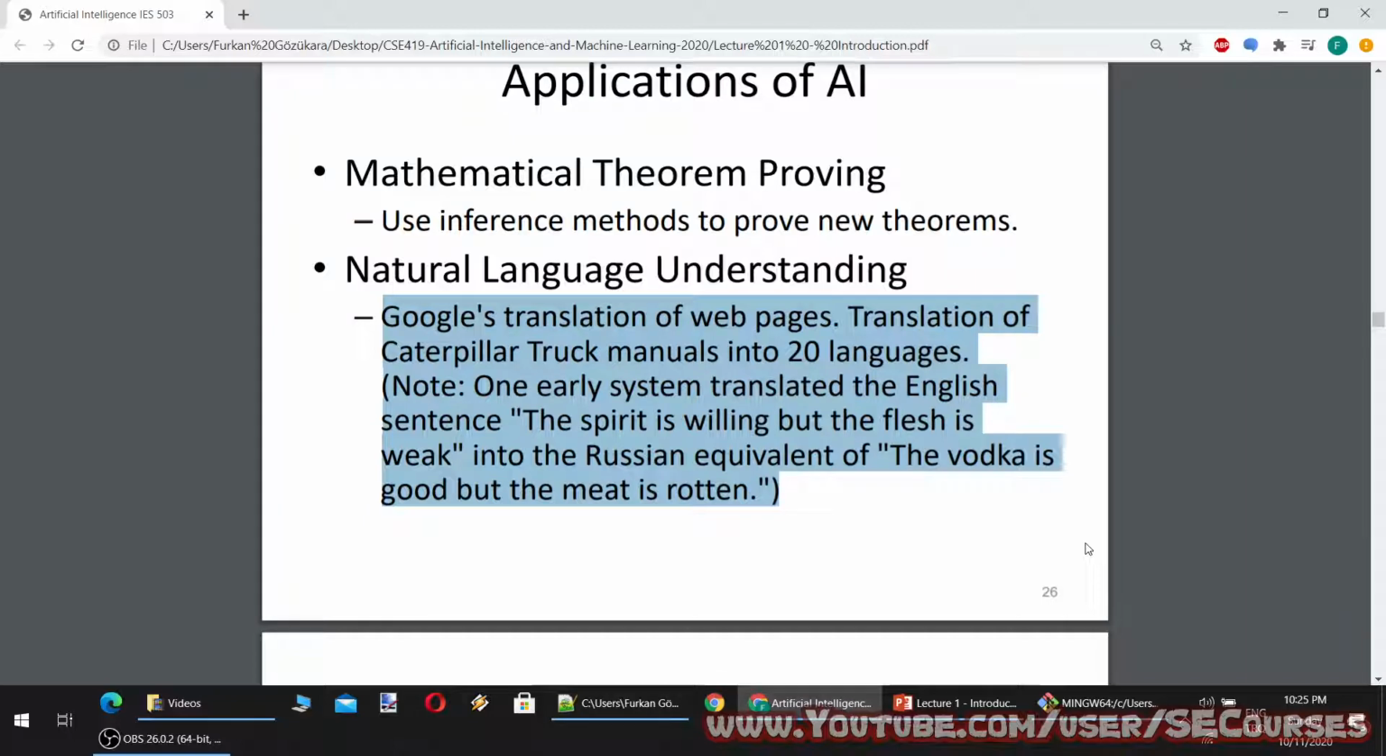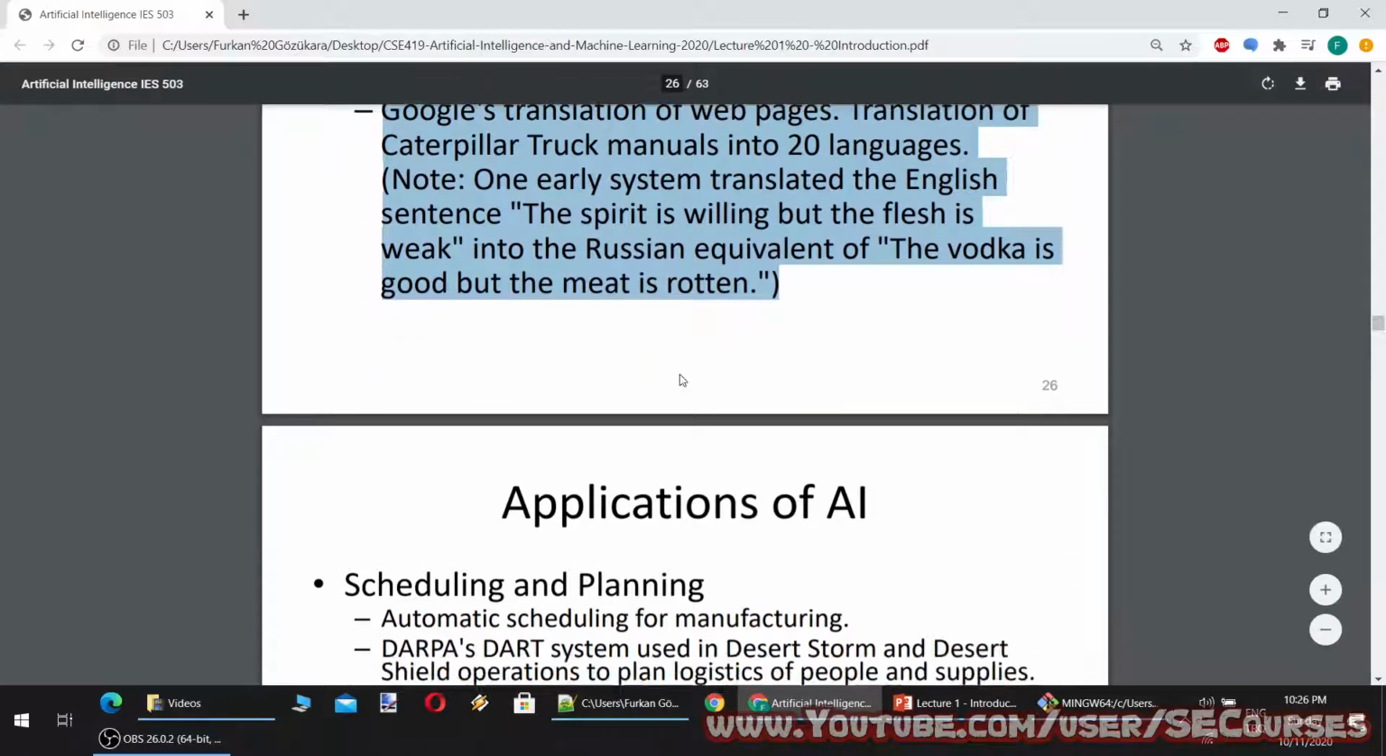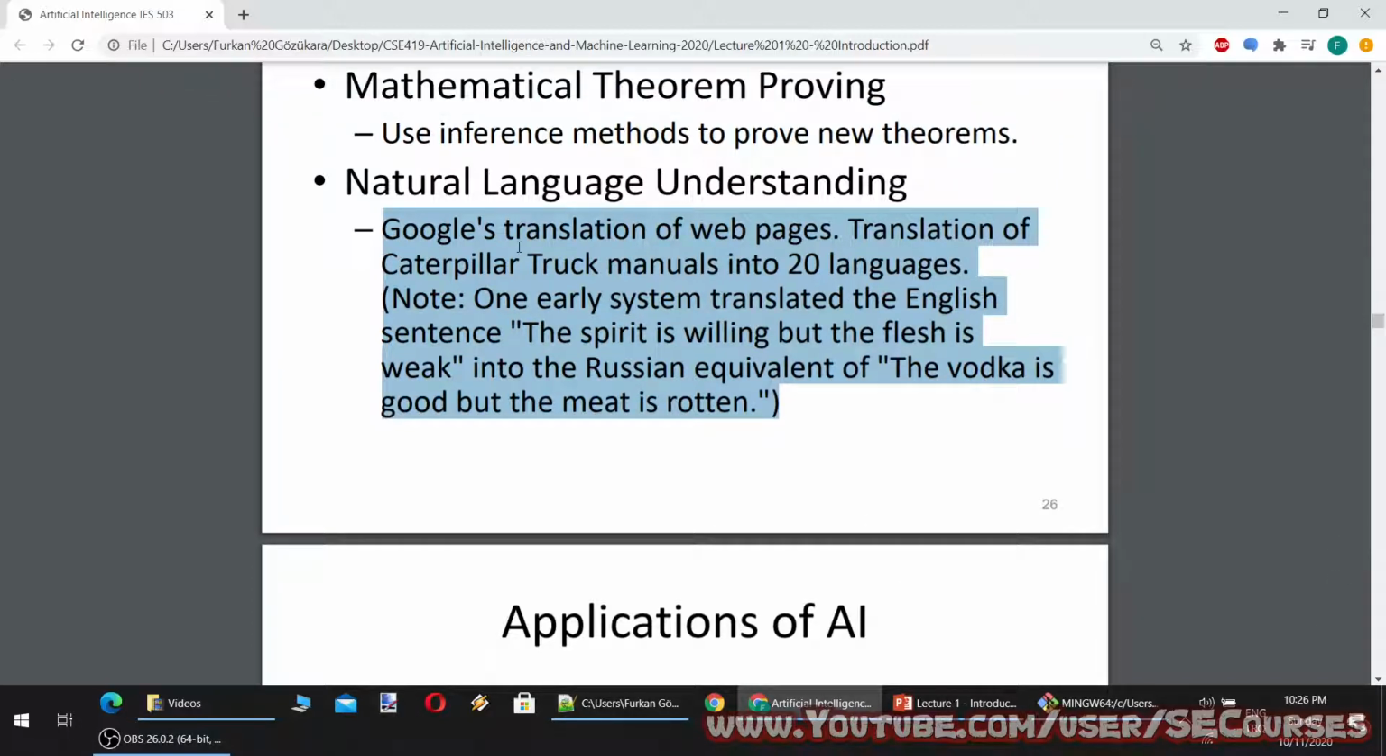Natural language understanding. Google's translation of web pages. Translation of Caterpillar truck manuals into 20 languages. Note: one early system translated the English sentence, "The spirit is willing but the flesh is weak," into the Russian equivalent of, "The vodka is good but the meat is rotten." As you can see, sometimes Google automatic translations may be very bad. Also, they are still very inferior to human experts' translations.